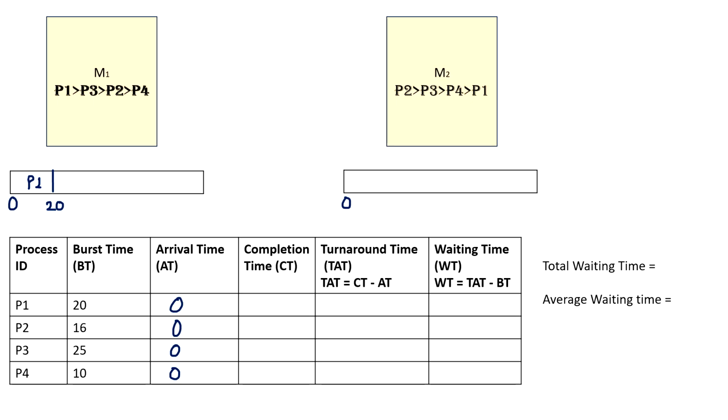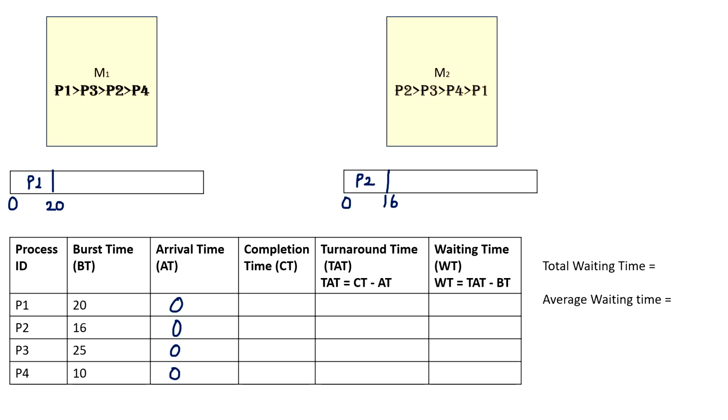Now check, M2 is free and the highest priority process is P2. So we cannot have any other process P3 or P4 scheduled to M2 when P2 is already in the system and is waiting for allocation. So the first process scheduled in M2 is P2 with running time 16. Since this is non-preemptive, we cannot forcefully remove any process, so they will be in the system until they complete their burst time.